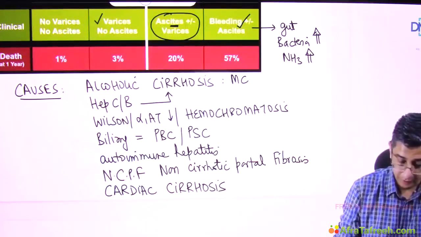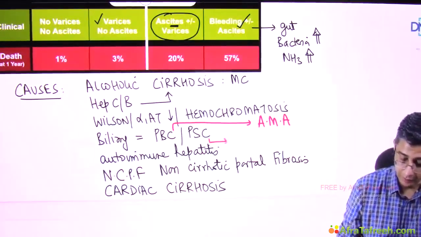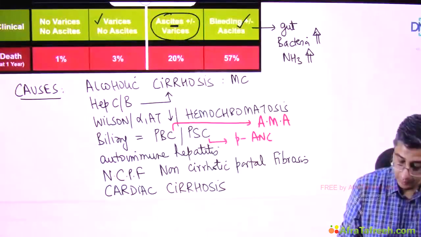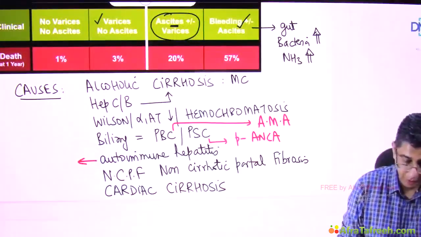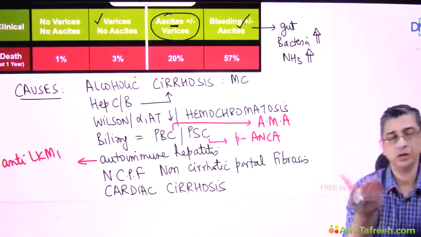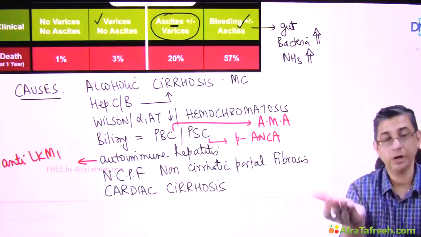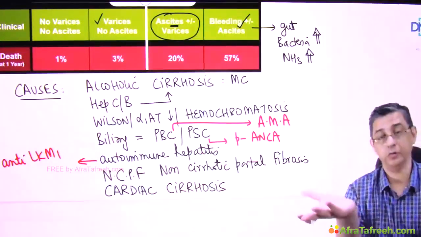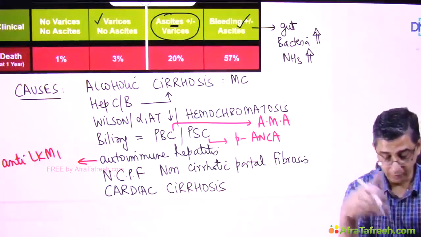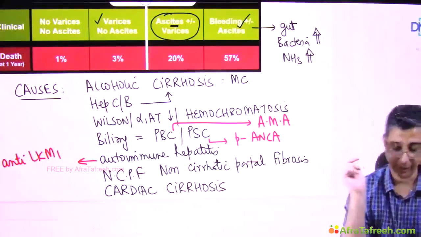For practice sake, primary biliary cirrhosis, the antibody is anti-mitochondrial antibody, AMA. Primary sclerosing cholangitis is PANCA. Autoimmune hepatitis can be associated with various antibodies, and one that is worth remembering is liver kidney microsomal antibody. There are many others also, like soluble liver antigen and liver cytosol antibody. So you can read about them in the autoimmune hepatitis section that I have dealt with. But one worth remembering is autoimmune hepatitis with liver kidney microsomal antibody.